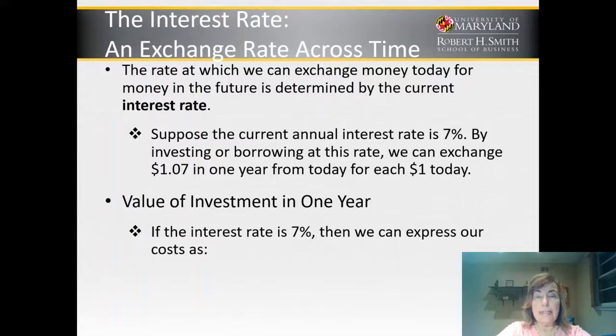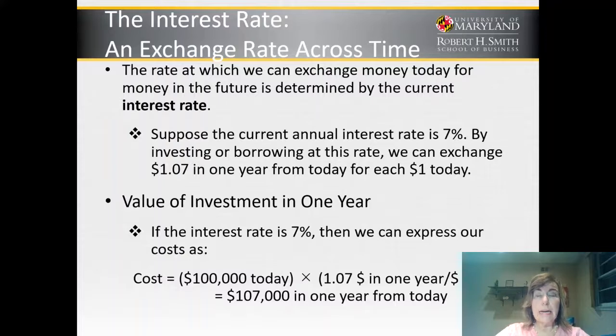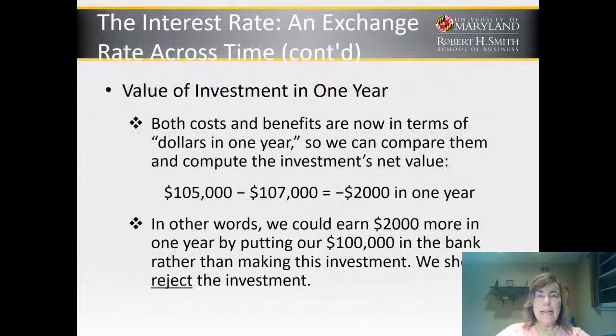So if the interest rate is 7%, we can express our cost as $100,000 today times $1.07 a year from today over dollars today, or 107,000 1 year from today. So a year from today, are you willing to pay 107,000 to get 105,000? I didn't think so. Now, we also could look at that then in what's our net present value. Our benefit is the 105,000. Our cost is 107,000. So a year from today, it's worth negative 2,000. In other words, we could earn 2,000 more in 1 year by putting our 100,000 in the bank rather than making this investment. So we should reject the investment.